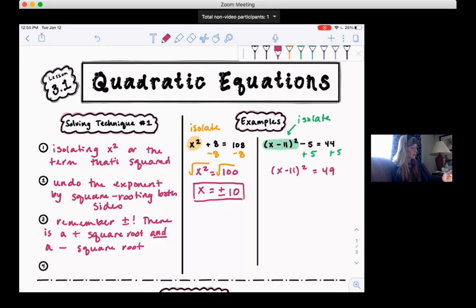Next thing to get rid of is our exponent of 2, and we get rid of that by square rooting both sides. So we're going to do the square root of x minus 11 squared. The square root and the square cancel, leaving just x minus 11. And then when we square root 49, we need to remember plus or minus. So this could either be the positive square root or the negative square root. So plus or minus 7.